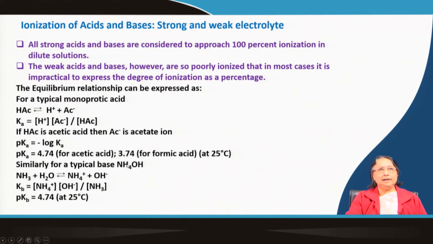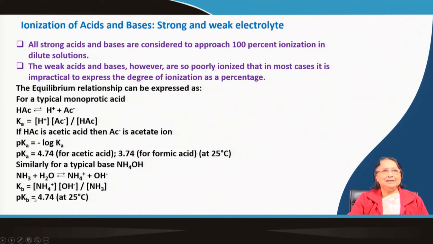Similarly, for a typical weak base, ammonium hydroxide, we can say that it dissociates as NH4 plus and OH minus. In case of acid we write Ka, but here we will write Kb because it is a base. So, Kb for ammonium hydroxide is expressed as ammonium ion concentration times OH minus ion concentration divided by undissociated ammonia concentration.